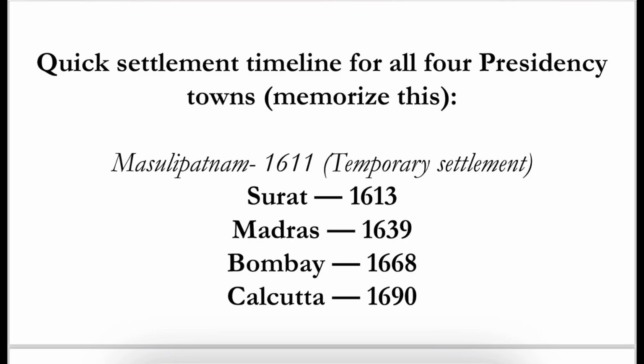One more thing is that even before Surat became a permanent settlement, the company had pushed south and set up a temporary factory at Masulipatam in the year 1611, right, which is present day Andhra Pradesh, then under the rule of Golconda Kingdom. So even before the permanent settlement of Surat, the Britishers had a temporary settlement in Masulipatam in the year 1611.